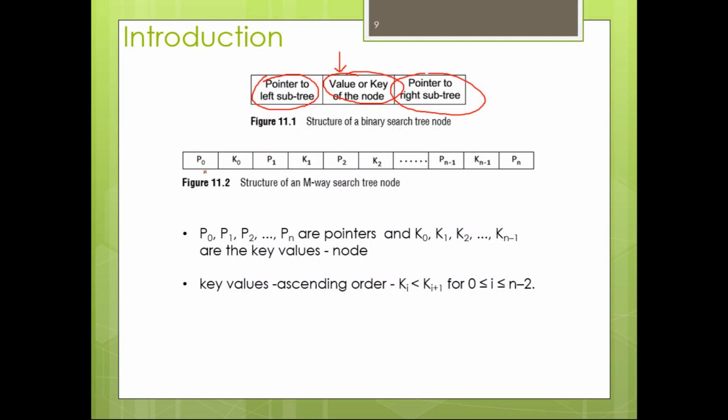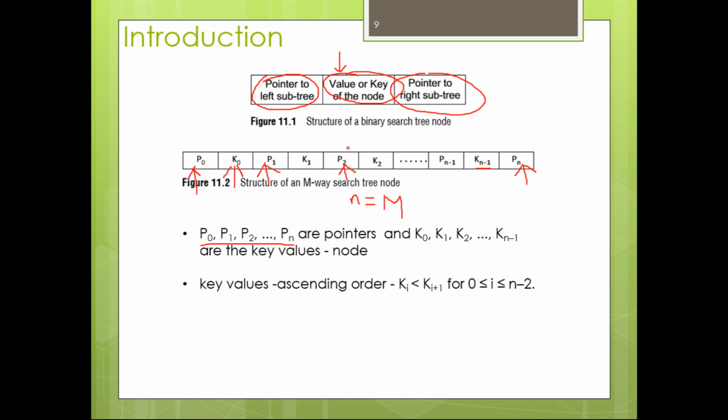Okay, so here p0, p1, p2 up to pn, all these are pointers. Here n is equal to m. So there are n pointers or m pointers, so each node can have up to maximum m children, right? And k0, k1, k2 up to k n minus 1 are the key values.